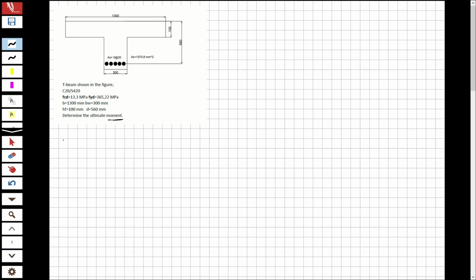Let's solve the question. First, I'm going to start by understanding whether it is a T-beam or a rectangular beam. First of all, we are going to calculate the forces, because here, for example, this is tension steel, and we are going to have a concrete block here, and this will be the compression concrete. So for the compression concrete, 0.85 multiplied by the design strength of the concrete, 13.3, and multiplied by B, this is B, and this is BW, and this is HF actually.